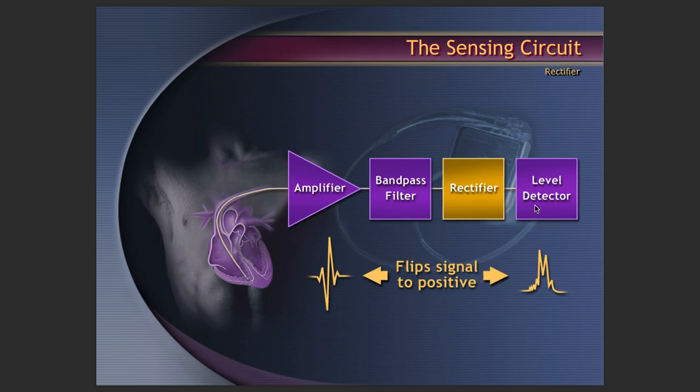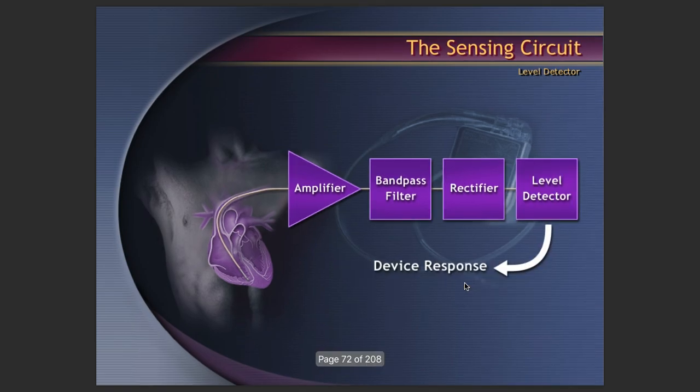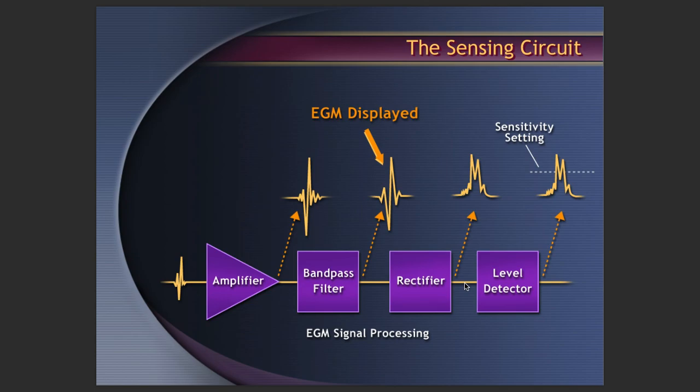Similarly, the rectifier is the one which flips the signal to give a positive one. So this is how the signal normally will be there, which is going to be flipped by the rectifier. And finally, at the level of the detector, it is going to be affected by the sensitivity settings. And finally, the device is going to respond. Let's try to understand further by giving you an example.